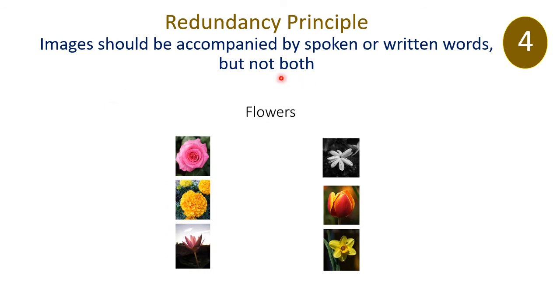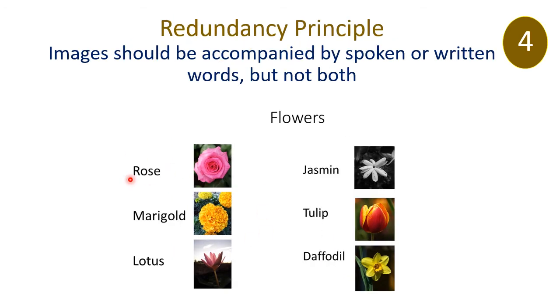Next one is redundancy principle. Images should be accompanied by spoken or written words, but not both. Here the images are given. Either I can type the word here or I can speak the name of the flower here. I should not do both like this. After typing the name here, if I read it, it is redundant and it distracts the learners.